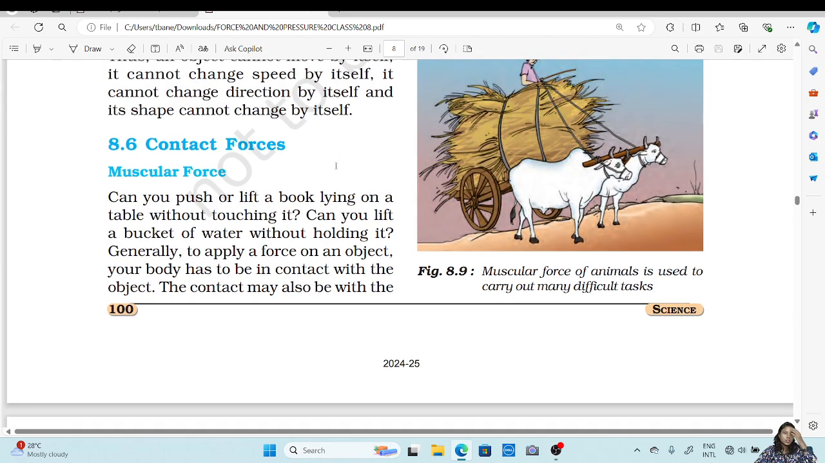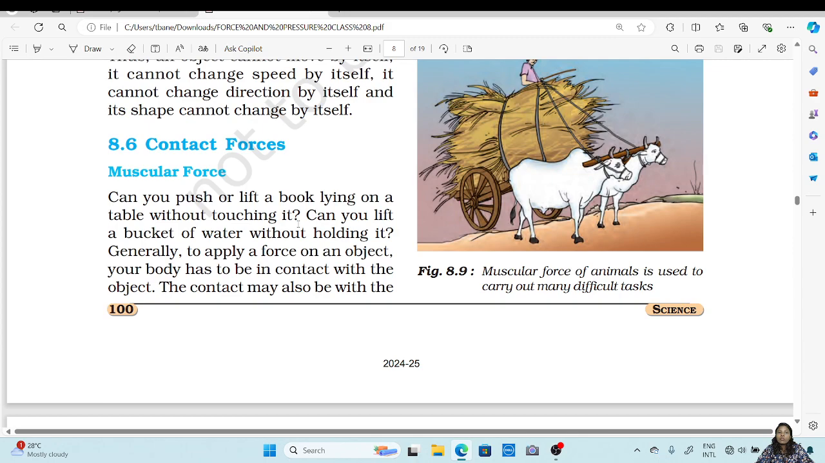So, contact forces. Can you push or lift a book lying on a table without touching it? Can you lift a bucket of water without holding it? Say there is a book on the table and I want to push it apart. Is it possible that without touching that book or holding a bucket, I will be able to move or lift any object? No. I have to be in contact with that object, right?